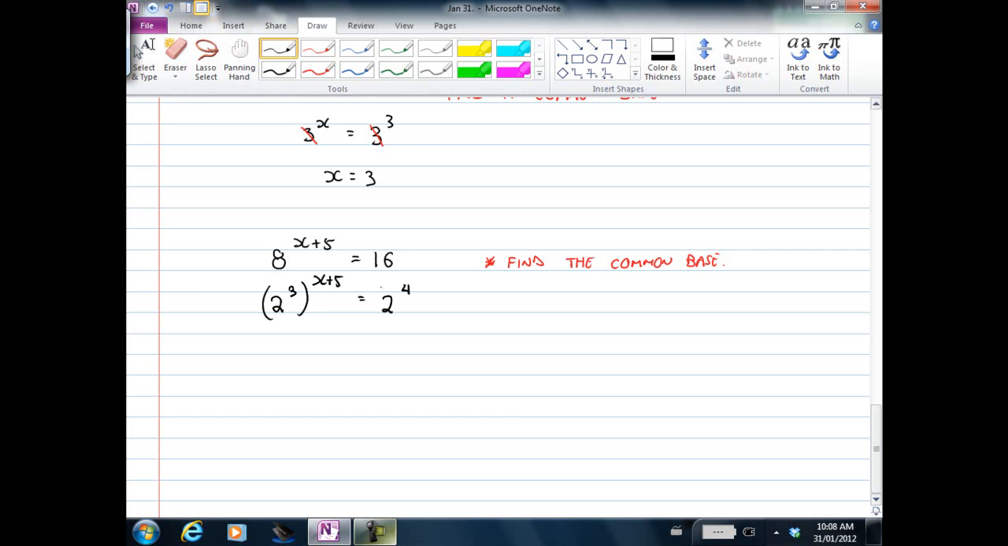Take a look at what I did. I'm going to expand out the top part. 2 to the power of 3x+15 equals 2 to the power of 4. If your bases are the same, cancel them out. If my bases are the same, my exponents have to be the same. Gone, gone. So just rewrite this as 3x+15 equals 4. And guys, gals, pure algebra from there.